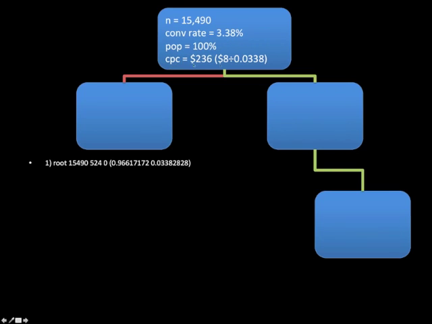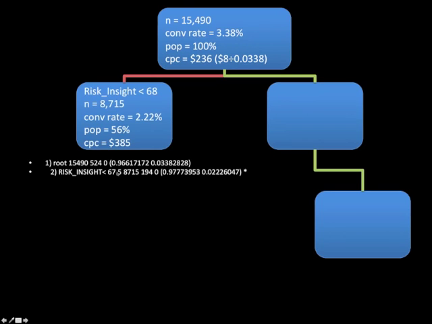Cost per converter is the cost per lead divided by conversion rate. The cost per lead is constant, or we're assuming it to be constant in this endeavor. So 8 divided by 0.0338 gives us 236. We proceed with the next split, actually the first split. So in this first split, we have risk insight less than 67.5. I actually rounded it off to 68.